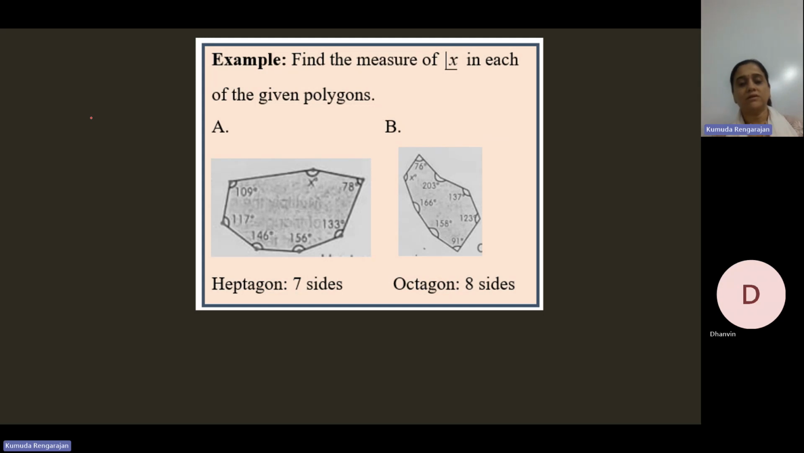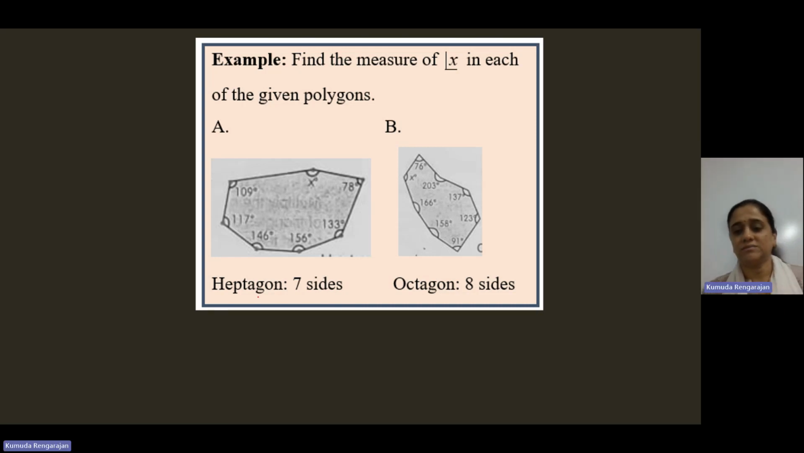Okay, so in figure A, how many sides does the polygon have? 7. 1, 2, 3, 4, 5, 6, 7. Okay, 7 sides. So what is the first thing you will find? You need to find the sum of all the interior angles of a heptagon using the formula n minus 2 into 180. Do that. Write on the question.